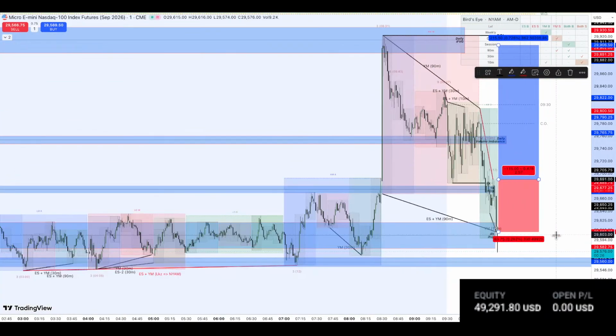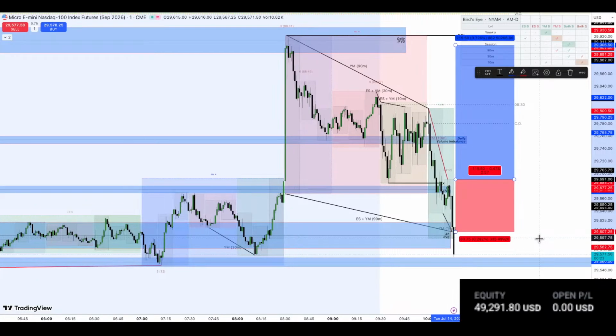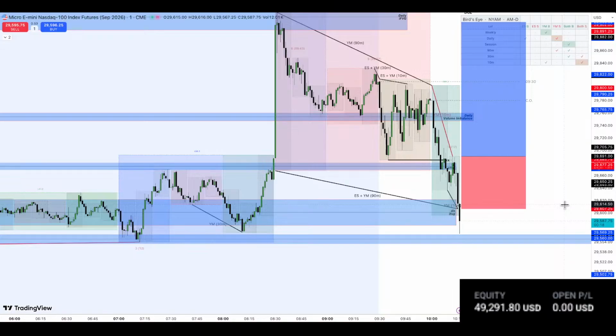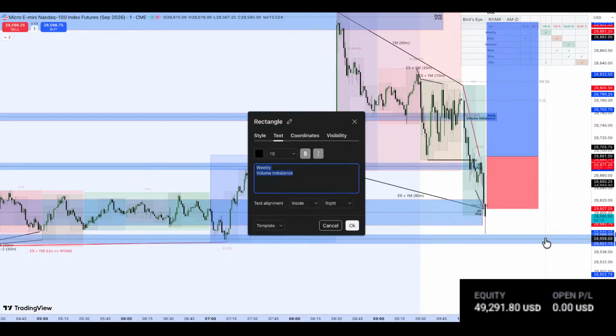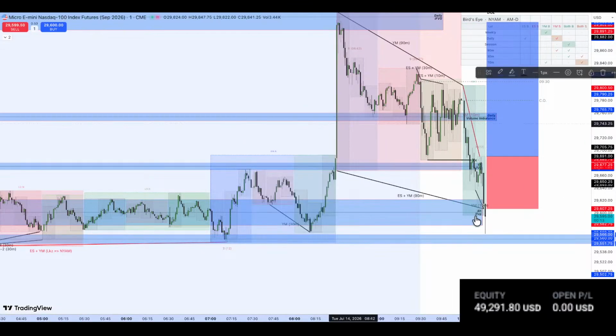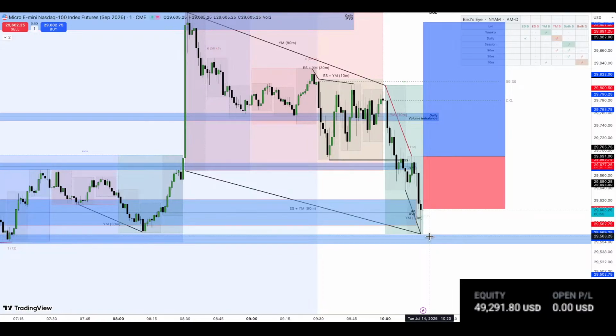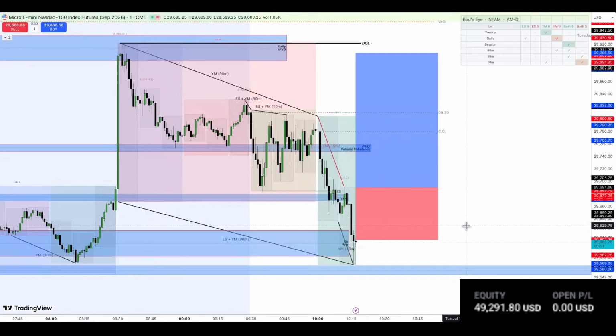And as you can see, the SMT with ES and YM is still there. And the weekly volume imbalance is still strong. I would say this is a strong area for price to reverse from. We still have an SMT down here with ES and YM.